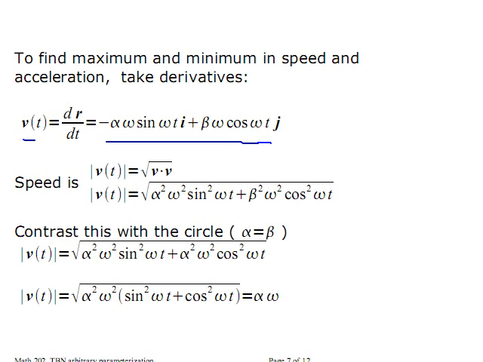Contrast this with a circle. In the circle, alpha equals beta. So if these are the same, you can factor them out. Then you have alpha squared times sine squared omega t plus cosine squared omega t, and that's 1 by the Pythagorean identity for trig functions. And so you have alpha omega, which is a constant for the circle. Now, that cannot happen here because you have an alpha here and a beta here, and they're different. So what this tells us is that the speed is changing as you go along the elliptical path.